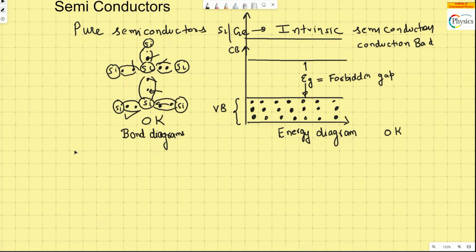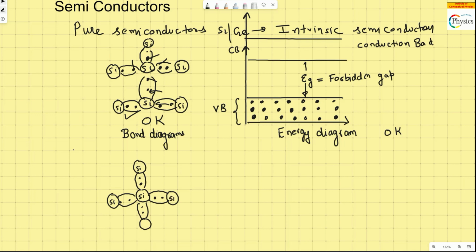If I redraw this diagram of the silicon atoms, there is a neighboring silicon atom, and then they share a bond. So this is silicon, this is silicon, this is your neighboring bond, and this is your neighboring bond, and this is the silicon atom, right?